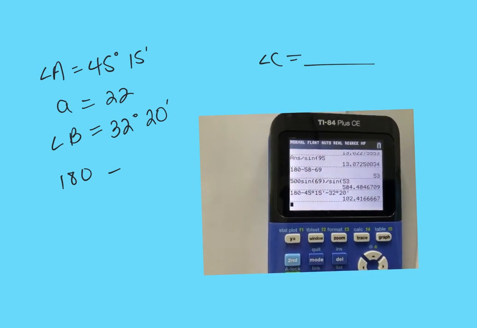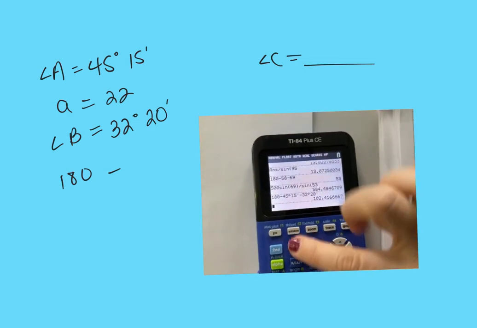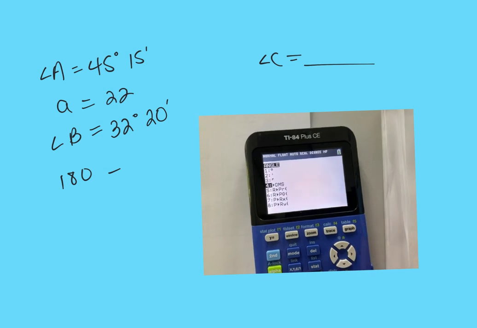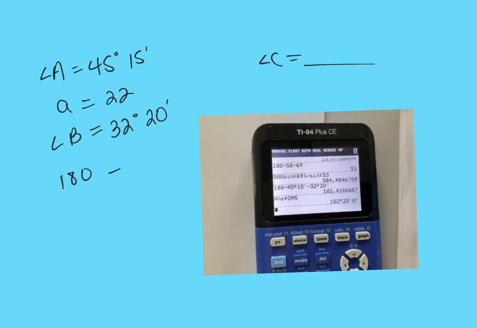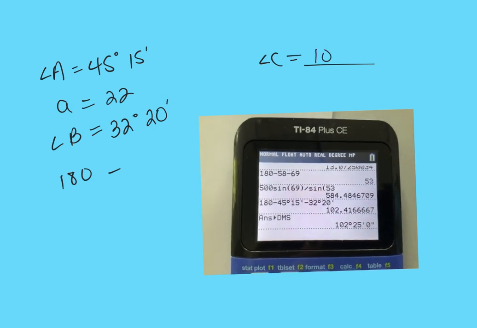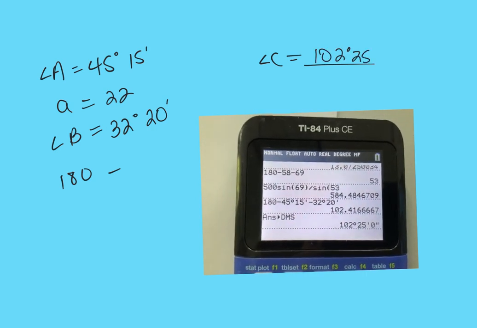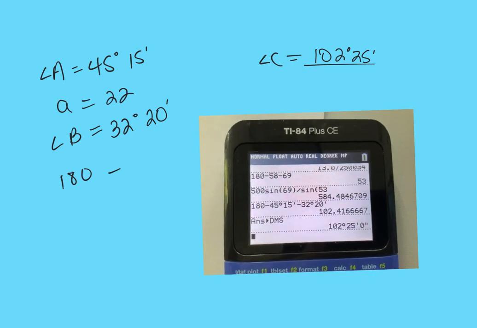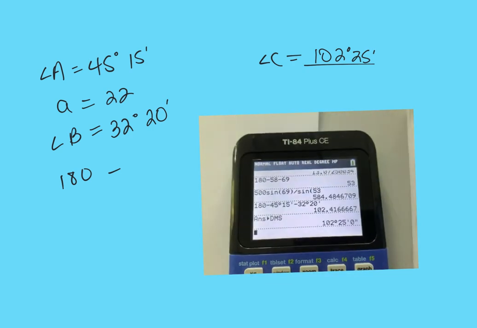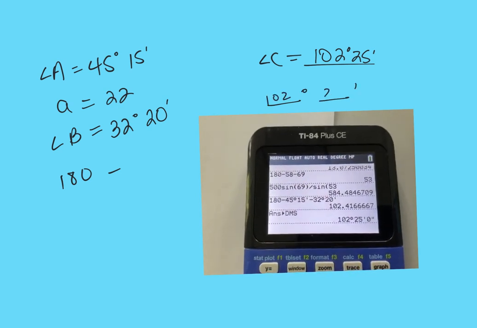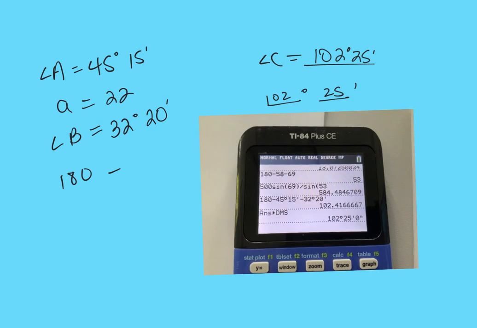So to get it back into degree minute second notation, I leave that answer, I go second, apps, and I go to the 4th thing in the line, arrow DMS. And it puts it back into degree minute second notation for me. So this would be 102.25. On the website, you put in the answer as blank degrees, blank minutes. So it'd be 102.25, like that.